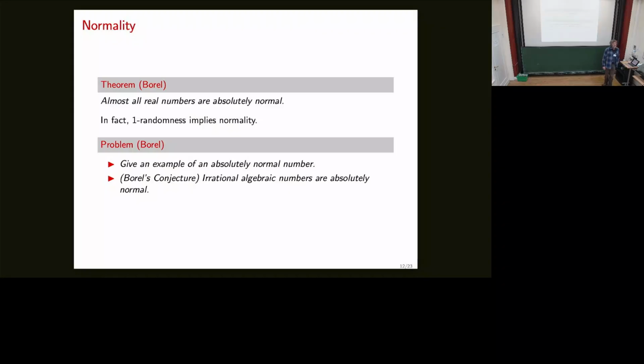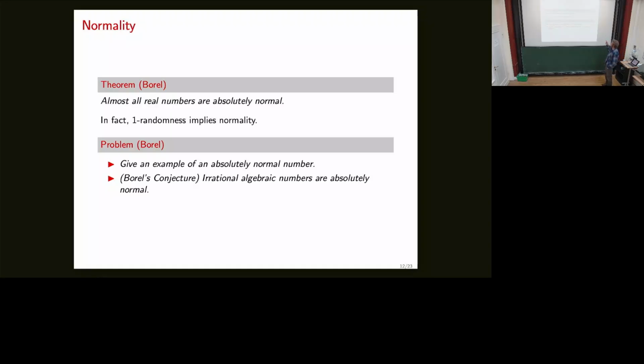Okay, so the first example, and this is in the early days of the development of measure theory: Borel proved almost all real numbers are absolutely normal, and this is at the same time as the law of large numbers was being formulated and proven. This is an instance of the law of large numbers. And in fact, any one random real is normal. But there are, well, I'll save that for a second.